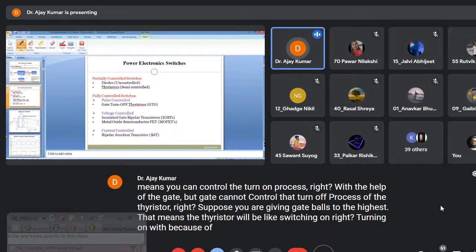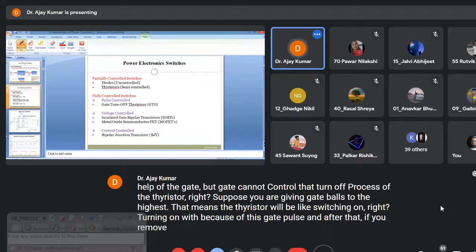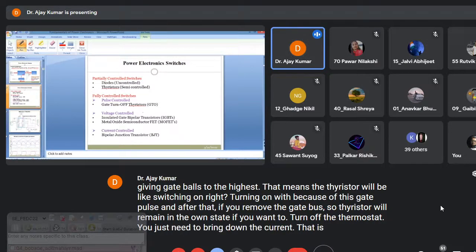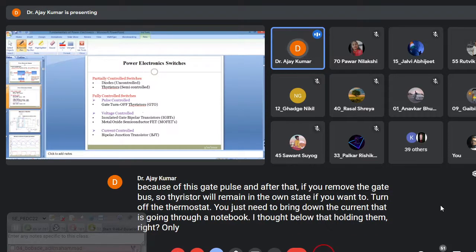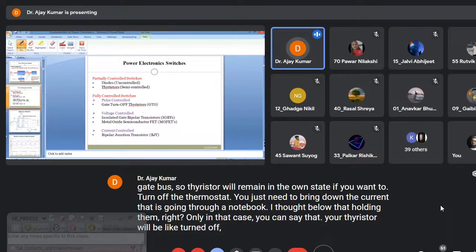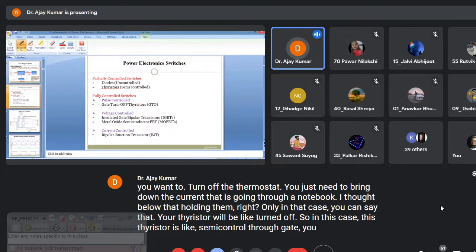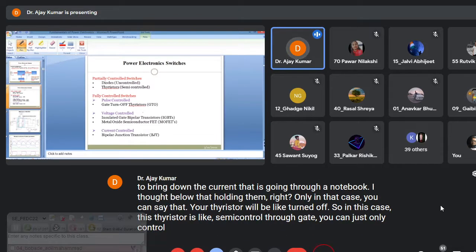And after that, if you remove the gate pulse, the thyristor will remain in the on state. If you want to turn off the thyristor, you just need to bring down the current flowing through anode to cathode below that holding level, right? Only in that case can you say that your thyristor will be turned off. So in this case, this thyristor is semi-controlled. Through the gate, you can only control the turn on process. You cannot control the turn off.